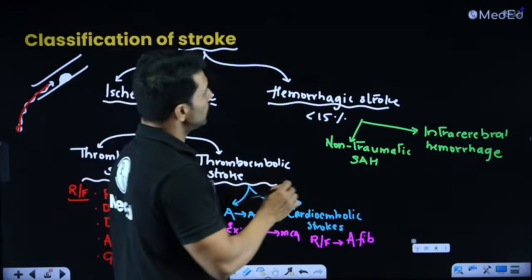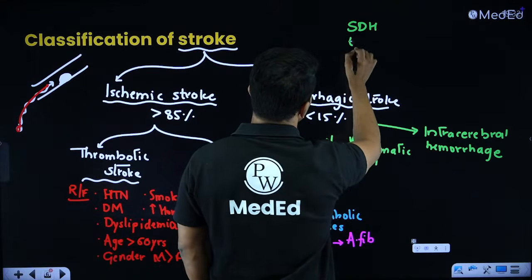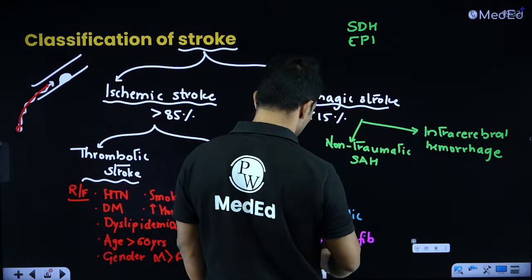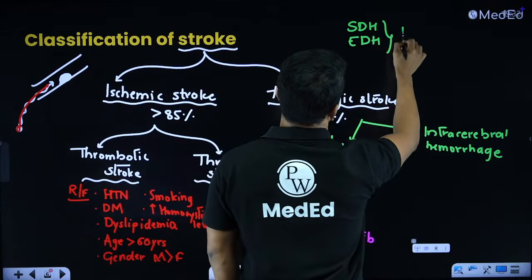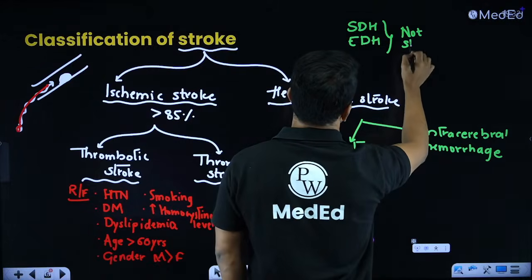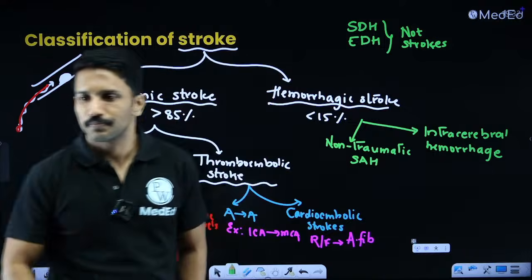Non-traumatic subarachnoid hemorrhage. These are hemorrhagic stroke. So that also means the subdural hematoma is not included here. So is epidural hematoma. These are not included here. SDH and EDH are not strokes. Why? Can anybody tell me why they are not strokes?